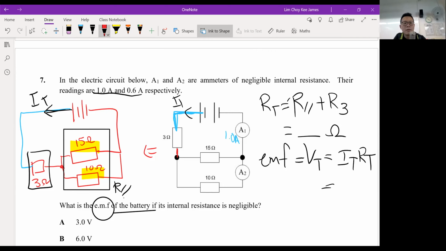Okay, A2 is 0.6 amp. Now take note of the arrangements. Where is 1 amp and where is 0.6 amp? A2 is the current flowing in the 10 ohm, so it will be here. I'll use a different color so that we can synchronize. So this will be 0.6 amp, and this will be 0.2 amp.